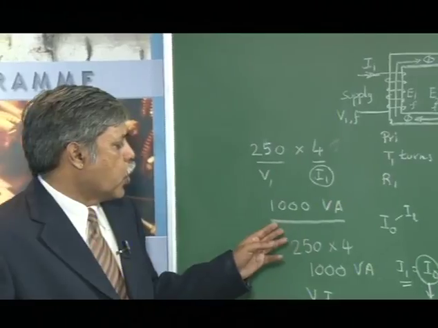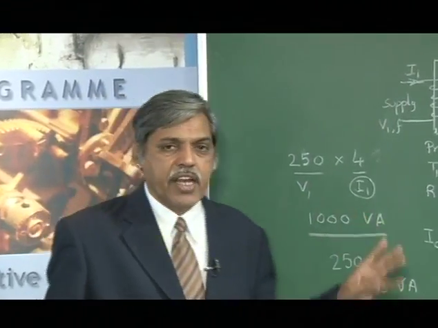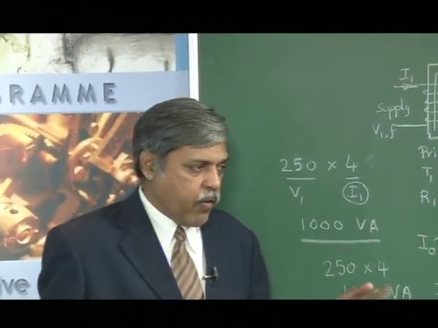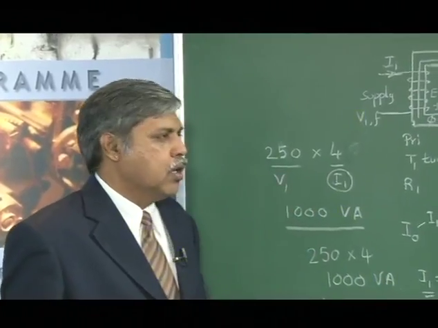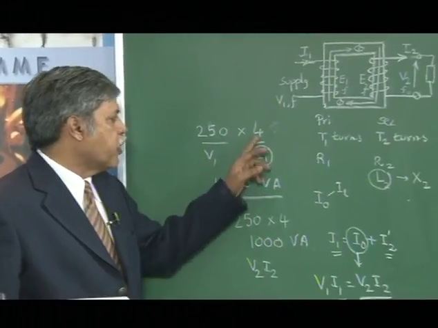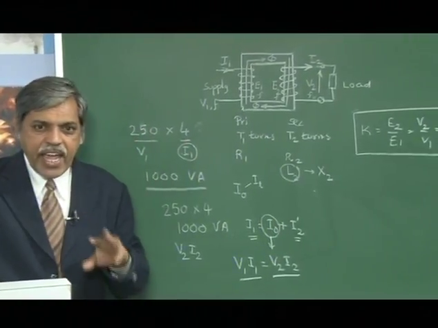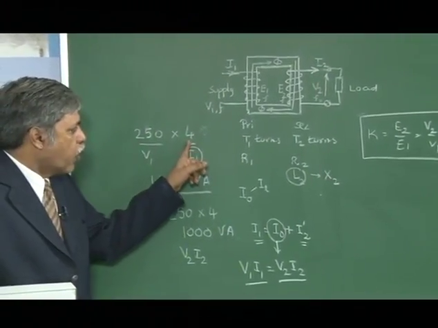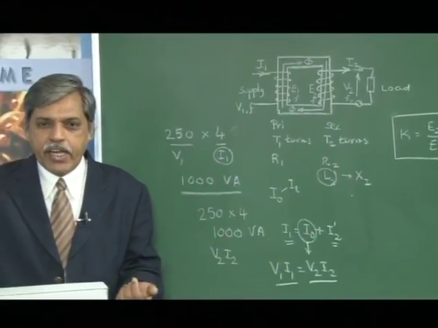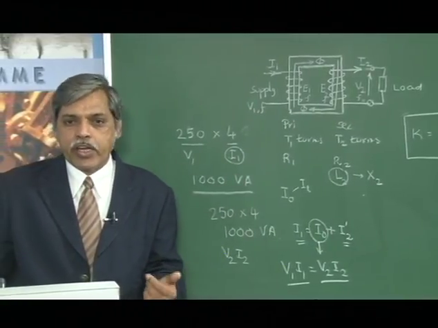As I told you here, 1000 volt amperes is the rating of the transformer and the winding is rated to 250 volts. So 1000 divided by 250 will give you 4 amperes. So this is the full load current for the transformer. Any current less than the full load of 4 amperes will be reduced current, or reduced load, we can call that.